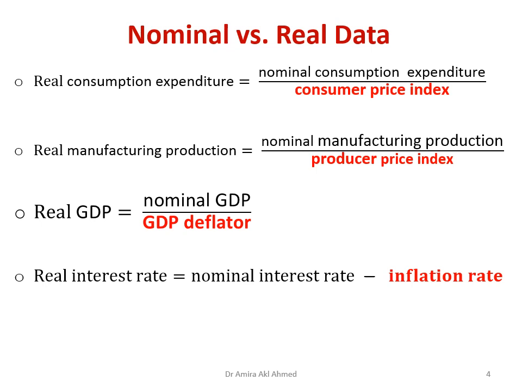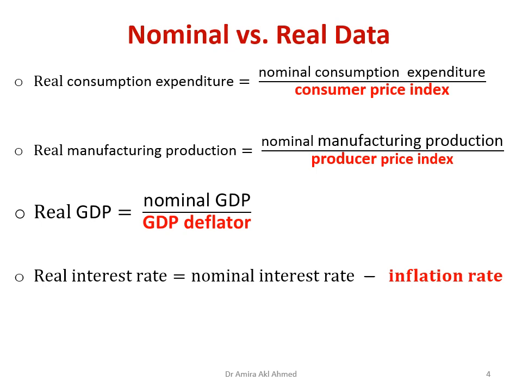For instance, the consumer price index is used to convert nominal consumption expenditure to real consumption expenditure. For the nominal manufacturing production, we could use the producer price index to convert it to real production. Whereas, for gross domestic product, we use the GDP deflator. All these variables are converted to real ones through dividing the variable of interest by the appropriate price index.